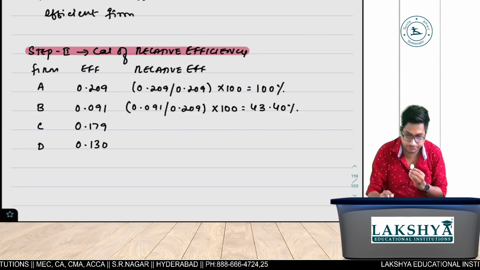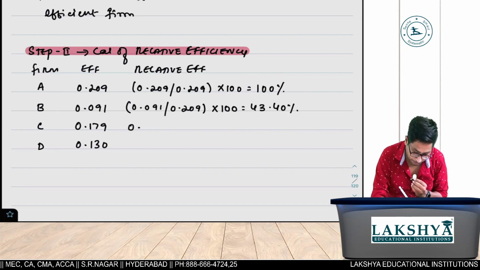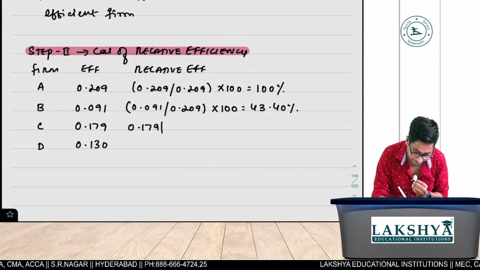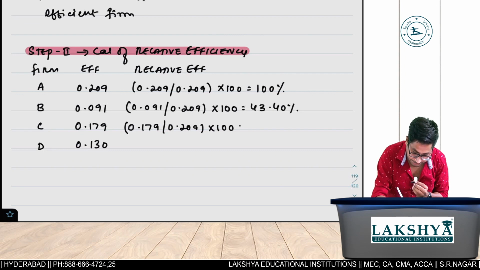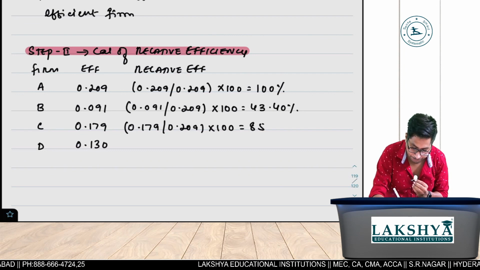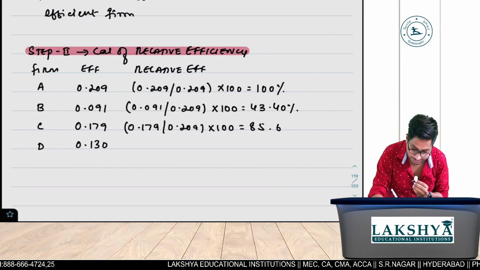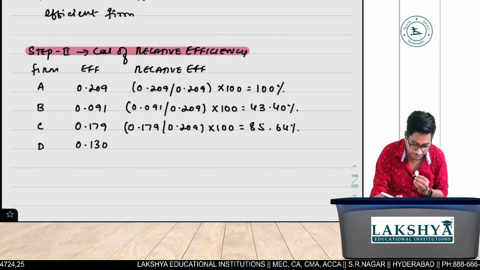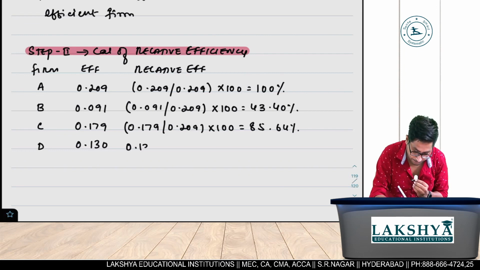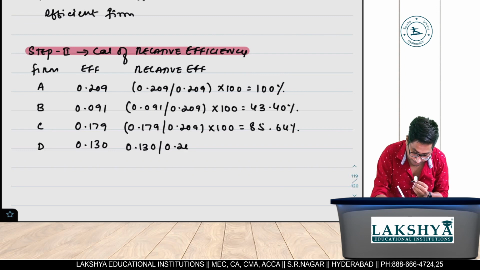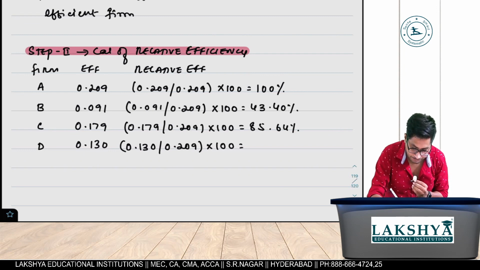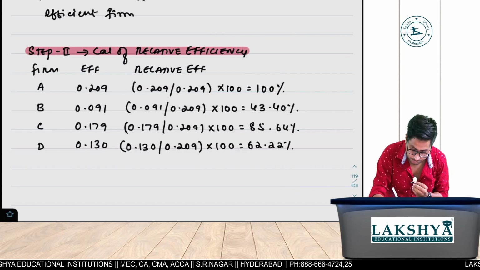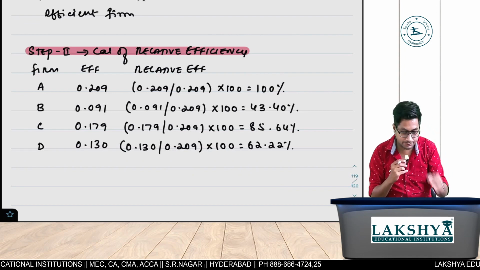43.54 percent. Next, 0.179 divided by 0.209 into 100. How much is this? 85.64%. Next, 0.130 divided by 0.209 into 100. How much did it come to, sir? 62.22%. This is step number 2.